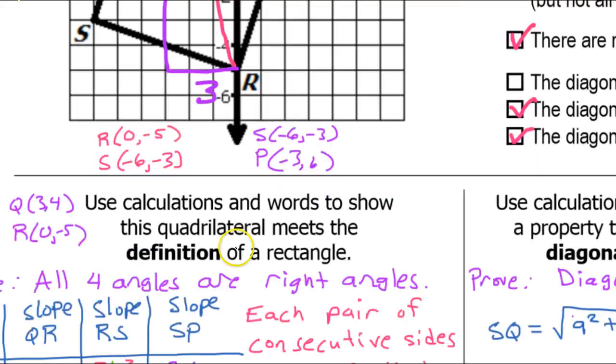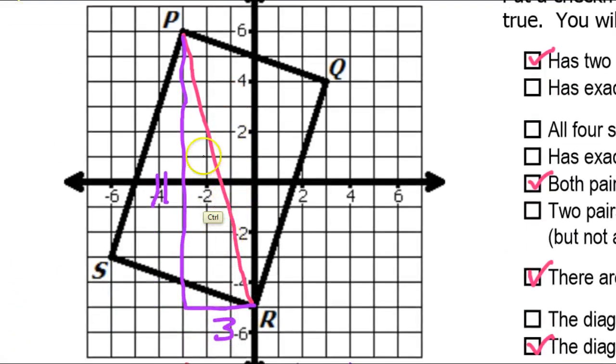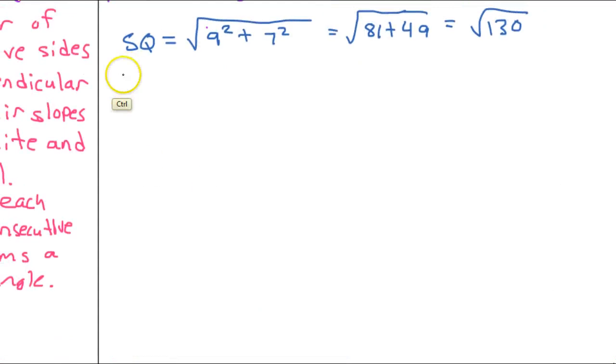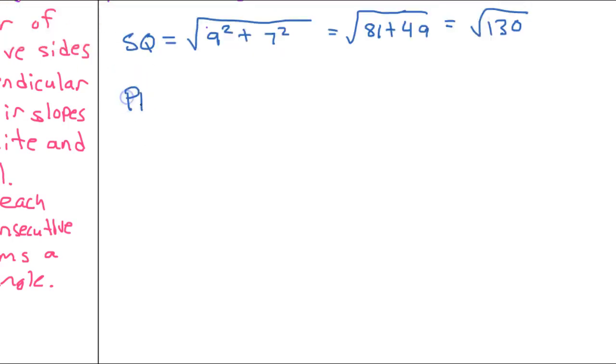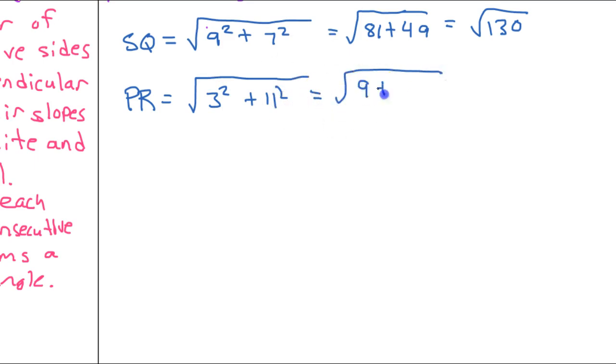So that means, wait, what was that? We have PR. All right, the lengths were 3 and 11. So this is going to be the square root of 3 squared plus 11 squared. So that's going to be the square root of 9 plus 121. Oh, guess what? That's going to be the square root of 130.